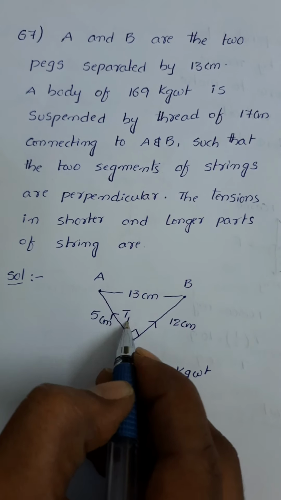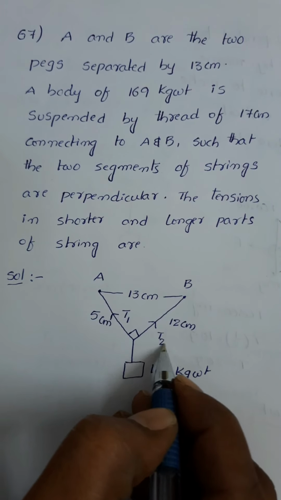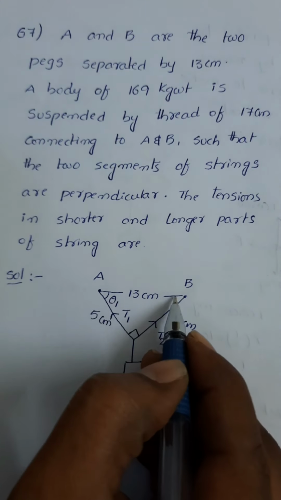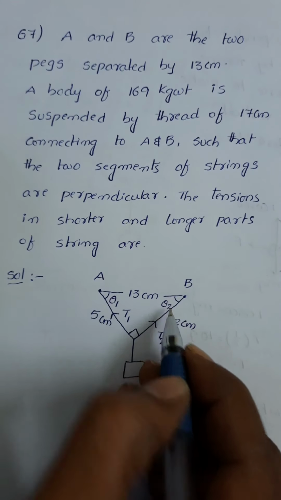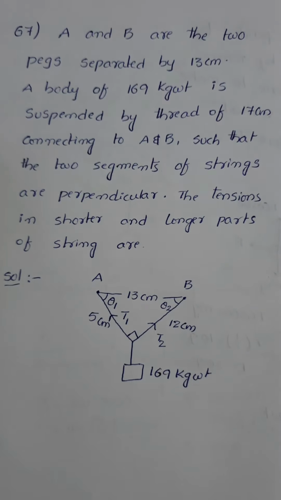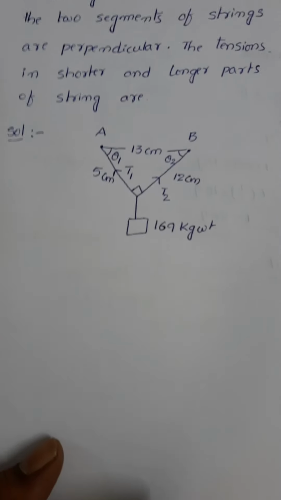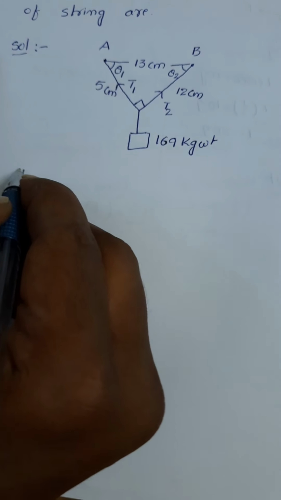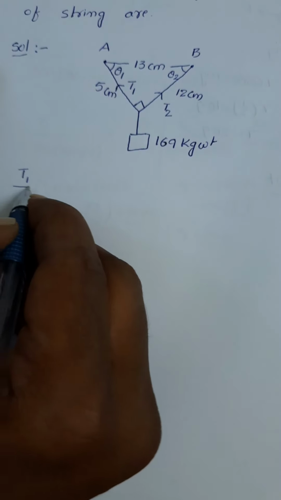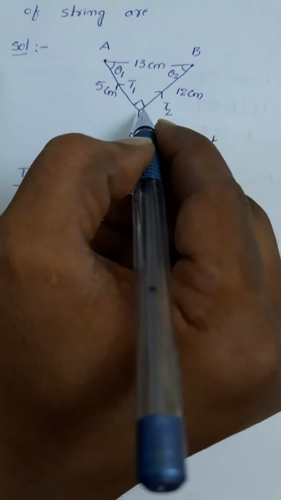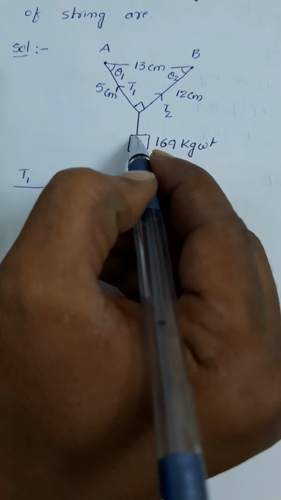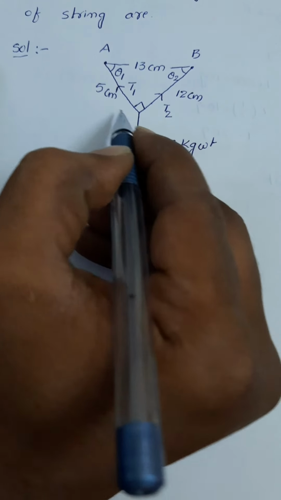The tension in the shorter string is taken as T1 and in the longer string as T2. Here the angle is taken as theta 1, and here the angle is taken as theta 2. According to Lami's theorem, we should apply the formula: the magnitude of each force divided by the sine of the angle between the remaining two. So T1 divided by sine of the angle between T2 and the weight. Here we don't know the angle.